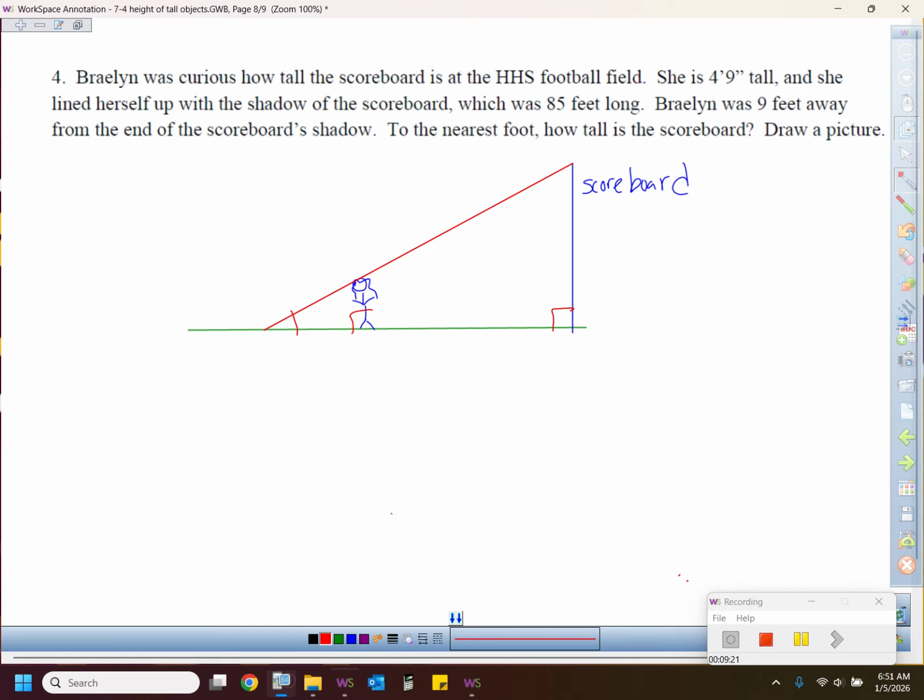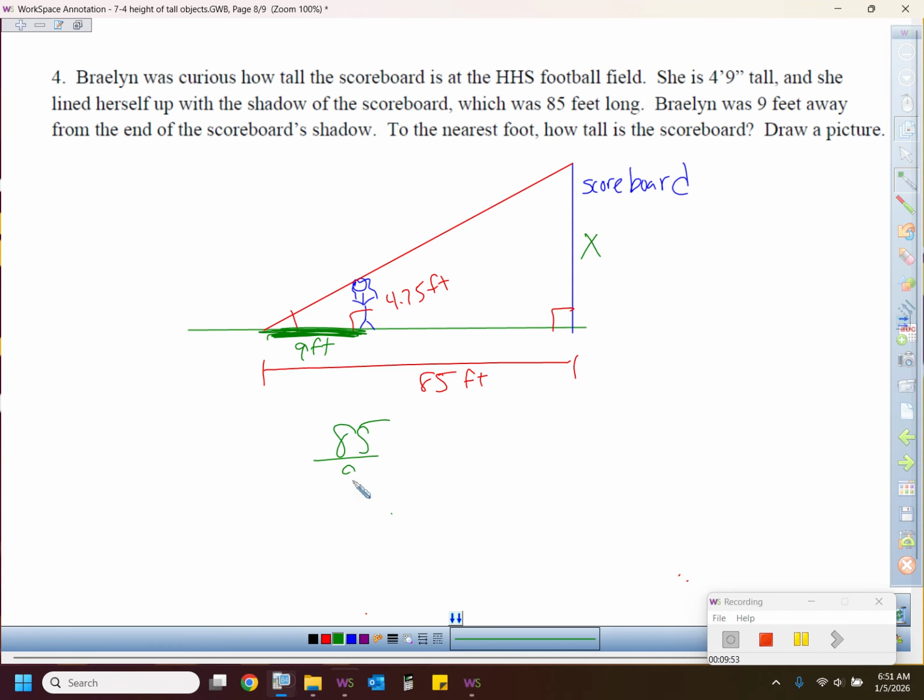So she is 4'9". That is 4.75 feet. And it says the scoreboard shadow is 85 feet long. So, okay, 85 feet. And Braylon is 9 feet away from the end of the shadow. So that would be this. Okay, 9 feet. How tall is the scoreboard? To the nearest foot. So same old story.